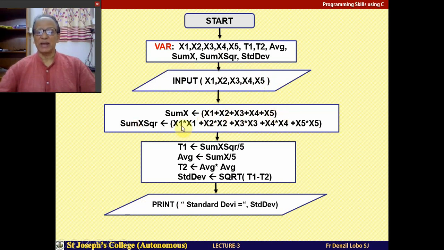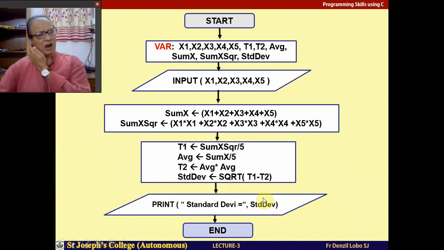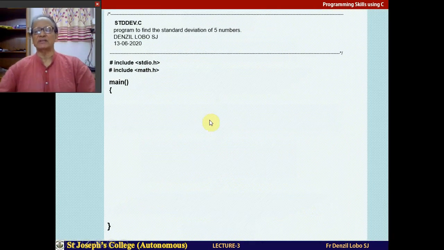What is sum x squared? It is x1 into x1 plus x2 into x2 plus x3, etc., x5. What is t1? T1 is equal to sum x squared divided by 5, and average is equal to sum x by 5. Therefore, T2 is going to be average into average, and standard deviation is equal to SQRT of T1 minus T2, and we print the value, that is standard deviation is equal to standard deviation. So this is the flow chart for finding out the standard deviation of these 5 numbers.